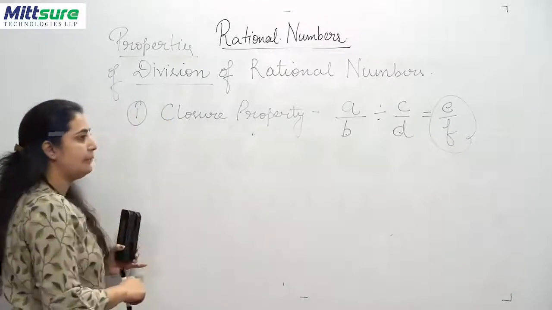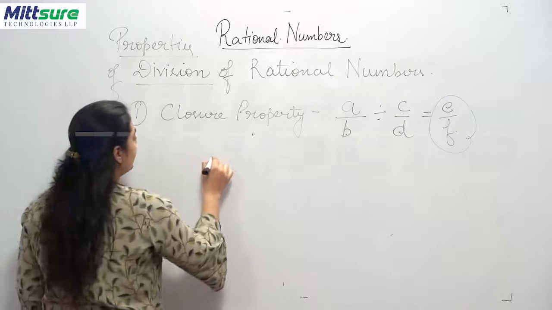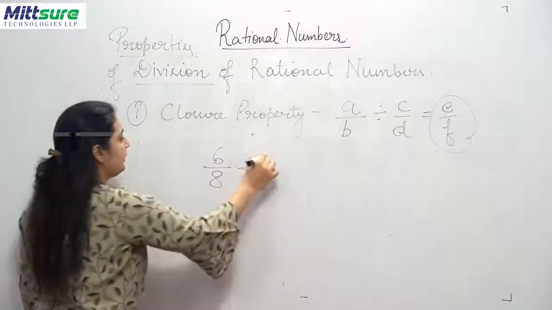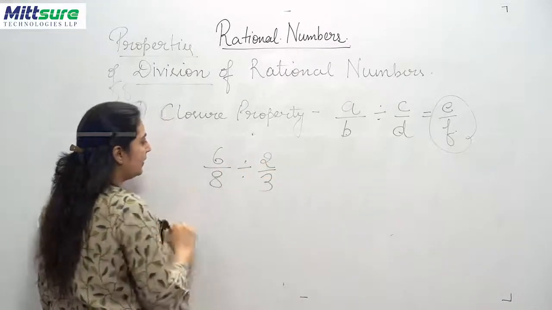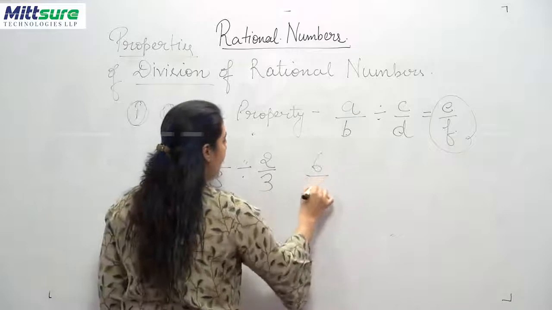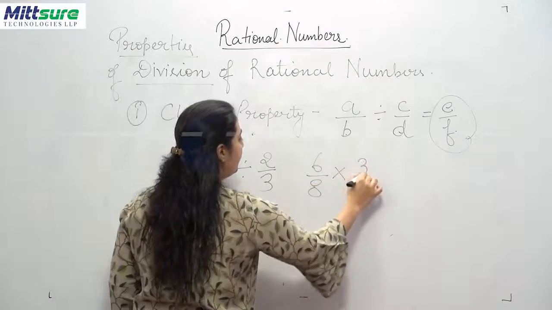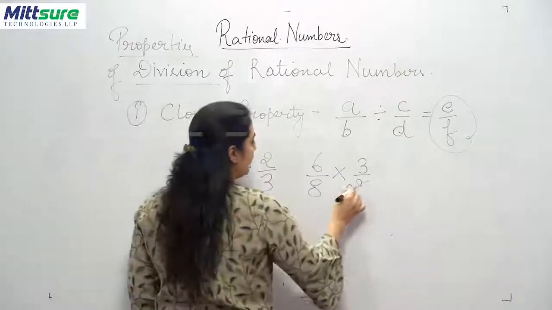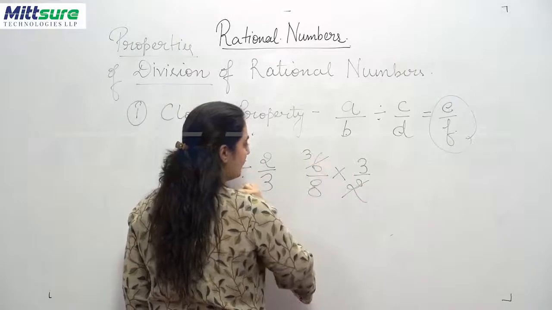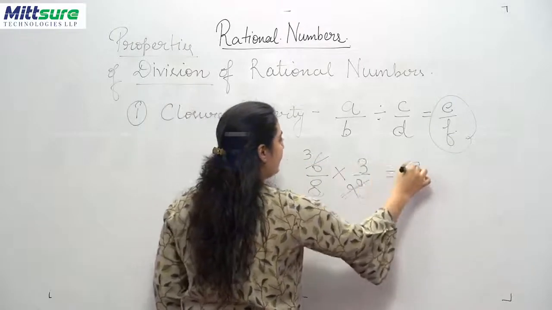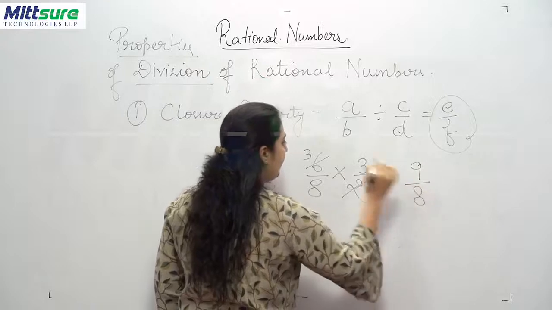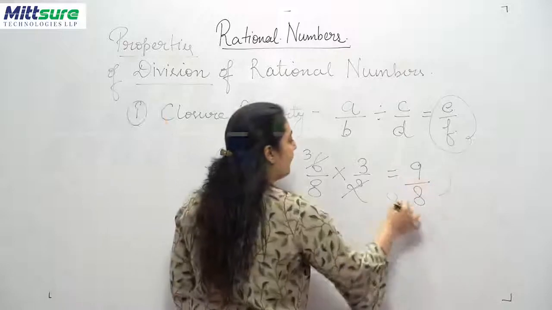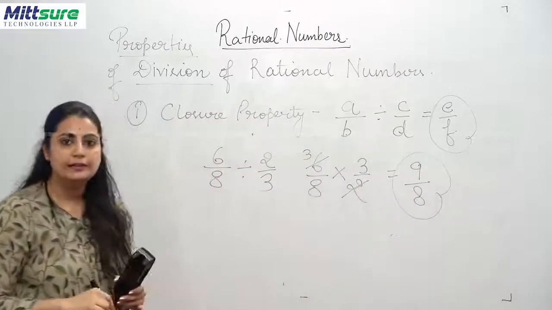Now, let us take one example quickly to understand that. If suppose 6 upon 8 is divided by 2 upon 3, clear? What are you going to get? 6 upon 8 multiplied by 3 upon 2, because we are supposed to write the multiplicative inverse. So, 2 cancels 6 3 times, right? Then 3 3s are 9, and upon 8 is the quotient which I will get. So certainly 9 upon 8 is also a rational number.